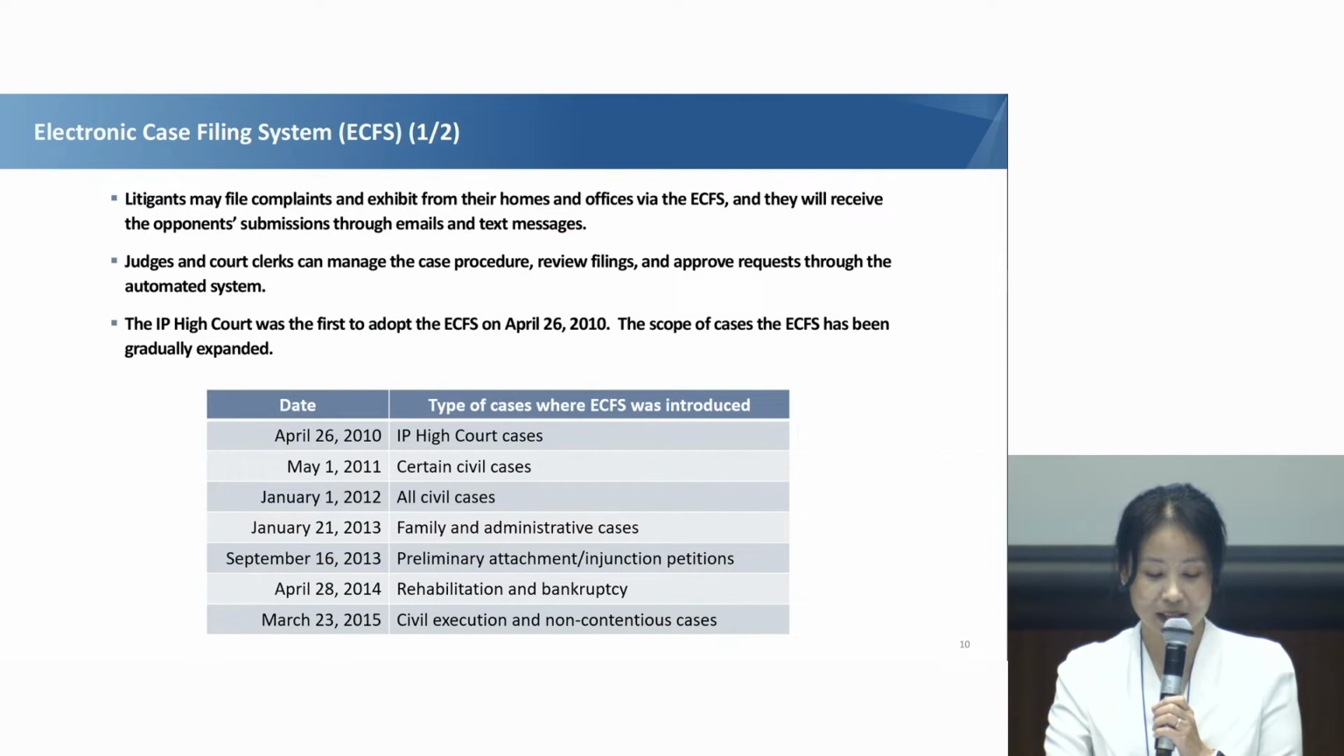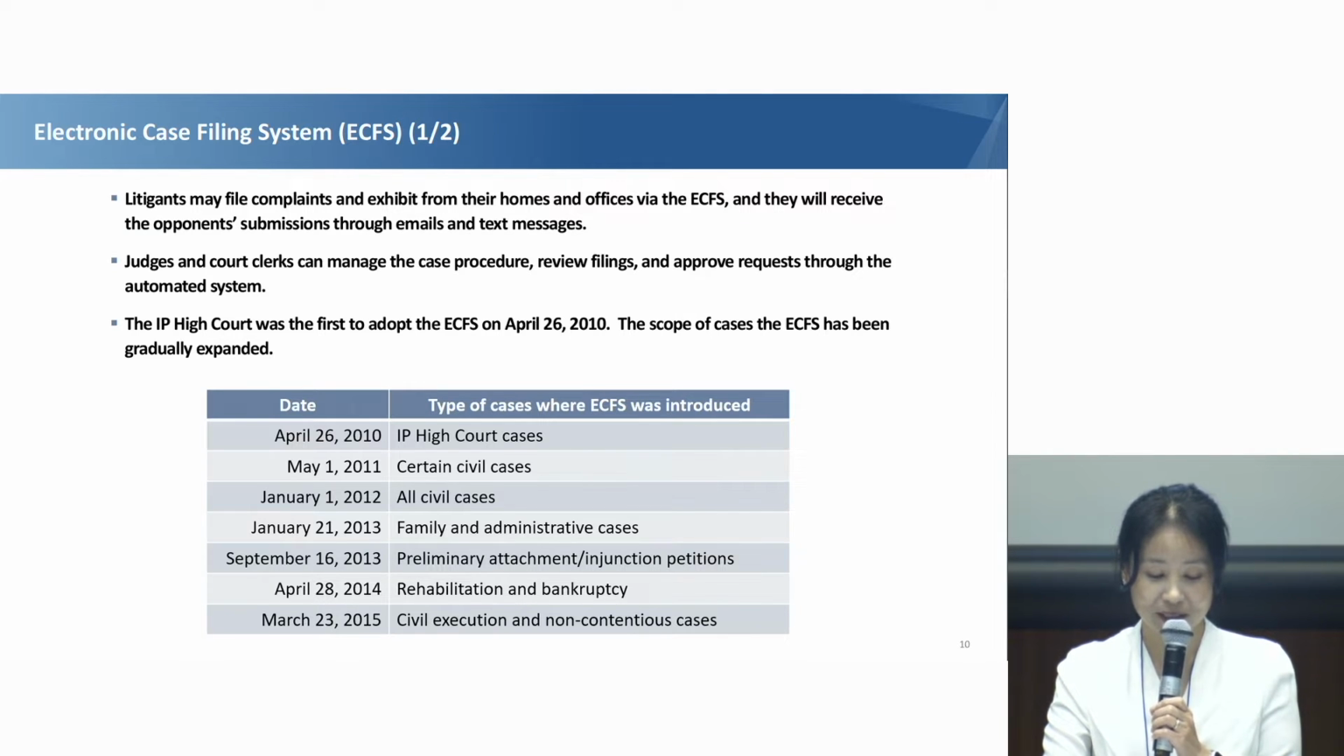Now I want to explain the current electronic litigation system developing in Korea, called the Electronic Case Filing System, or ECFS. The ECFS was first adopted in the IP High Court of Korea in April 2010. Currently, except for criminal cases, the ECFS is used in nearly all cases in Korea.